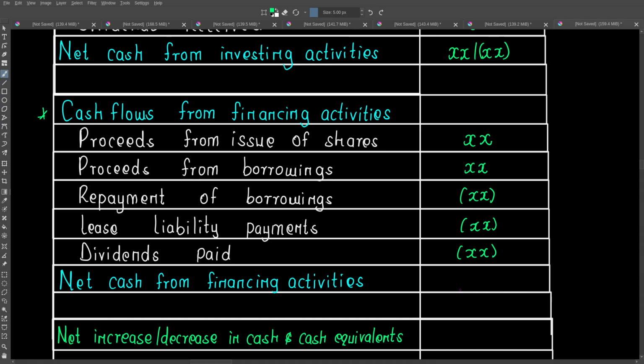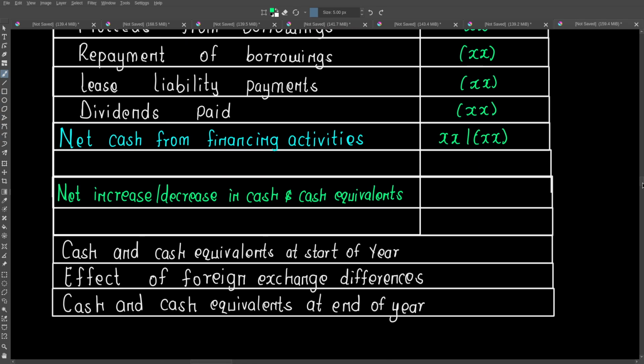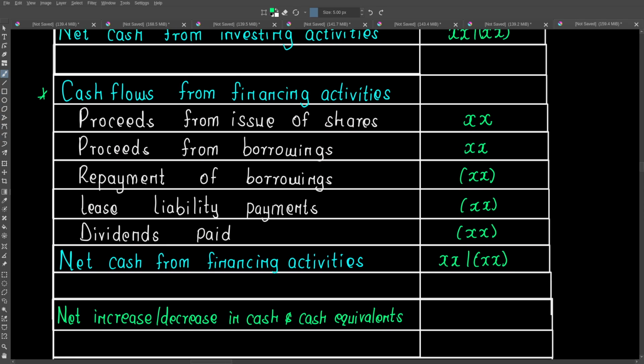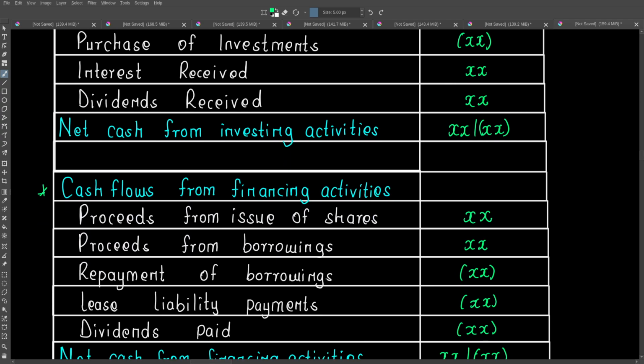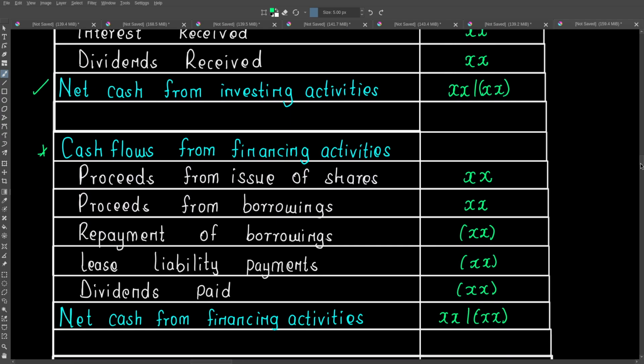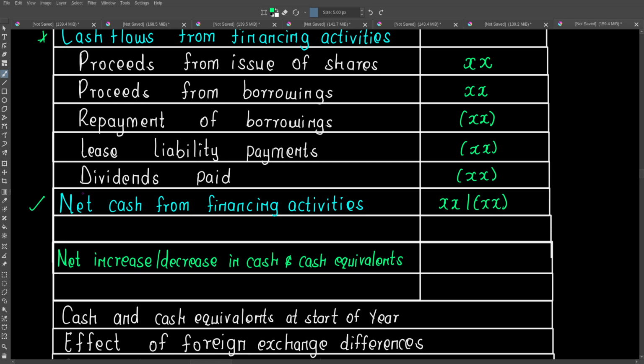So at the end, you get the net cash from financing activities, which could be again a positive or a negative value, depending on whether the cash inflows or the cash outflows are higher, okay? Then the net increase or decrease in cash and cash equivalents will basically be the net cash for operating, investing, and financing activities, okay? So you're going to have a positive or a negative depending on which was higher, okay?